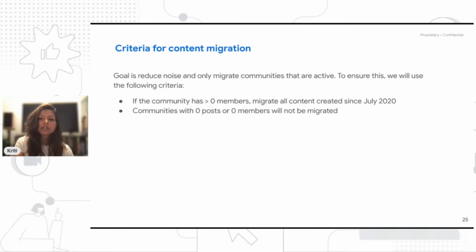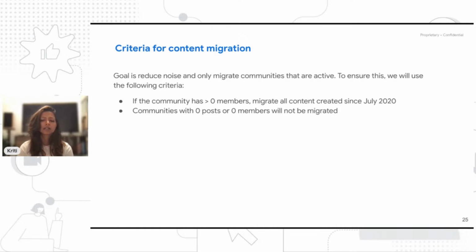As we looked at the data to be migrated from Currents to Spaces, we noticed that there are a lot of communities that have been inactive, or they don't really have any members. So we decided to reduce the noise as part of the migration. If you have communities that haven't been active since July 2020, meaning they have had no posts since July 2020, those communities will not be migrated. Or if there are communities that have 0 members, those communities will also not be migrated. And in general, for any community that is being migrated, only data created since July 2020 will be migrated over to Spaces.